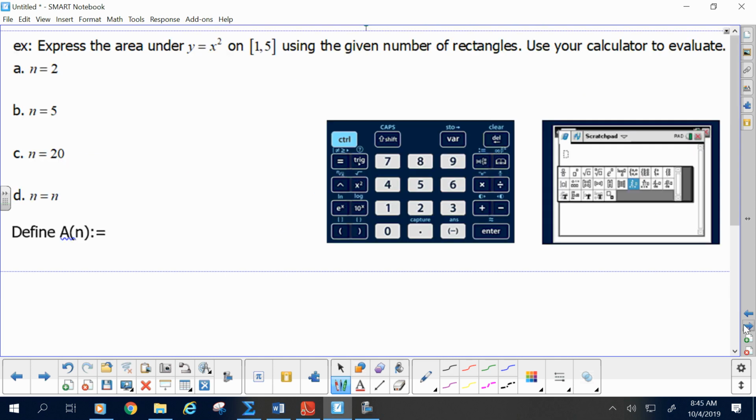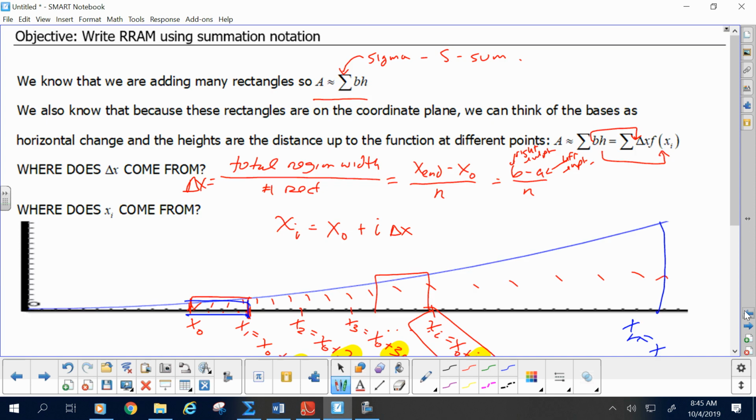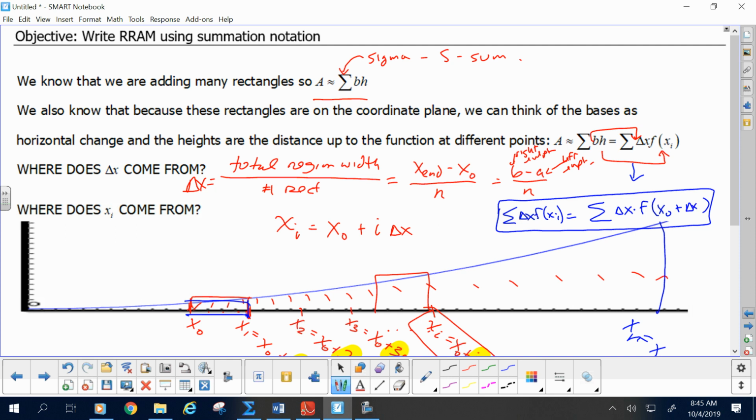Way to go. Okay. Now, that said then, I could take this, and this you probably want to put in a big old box because it's important. The sum of delta x times f at x sub i, in more detail, is the sum of many terms. Now the delta x's are cool. I think I'm going to keep that in my definition. But the x sub i comes from the initial plus some number of delta x's over. So i delta x's.